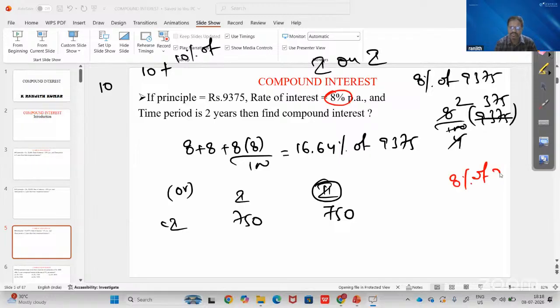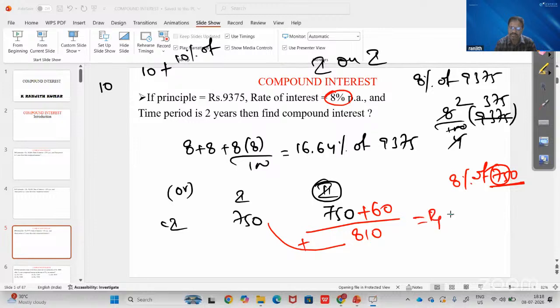8% of 750, where 10% is equal to 75, 1% is equal to 7.5, 2% is equal to 15, 75 minus 15 equals 60. 750 plus 60 equals 810. So if I add these two values, 750 plus 810, I will get the answer equal to 1560, which is the interest after 2 years.